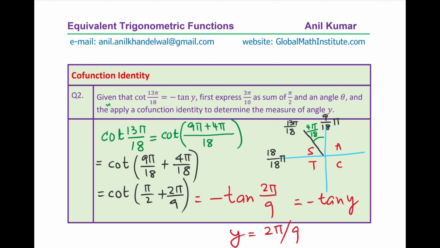Have a good look at what we did. We wanted to get to the angle 13 pi by 18. Half of 18 is 9. 9 plus 4 is 13. Do you see that? 9 plus 4 is 13. And so we could write 13 pi by 18 as 9 pi plus 4 pi divided by 18, which is same as pi by 2 plus 2 pi by 9. After simplification, you saw it. And so using the cofunction identity, we get our result.